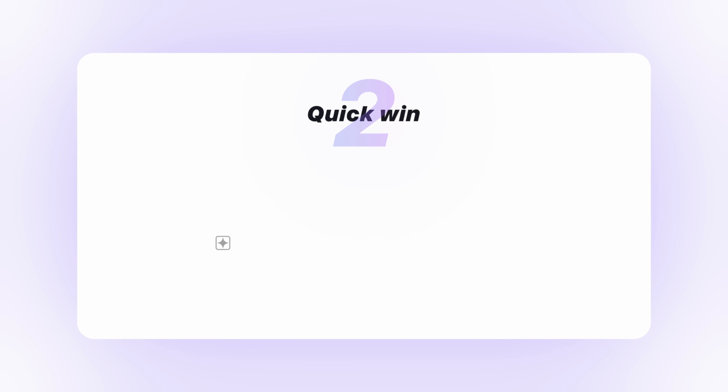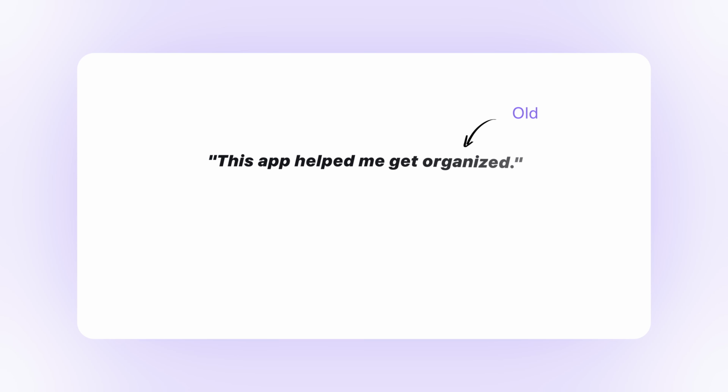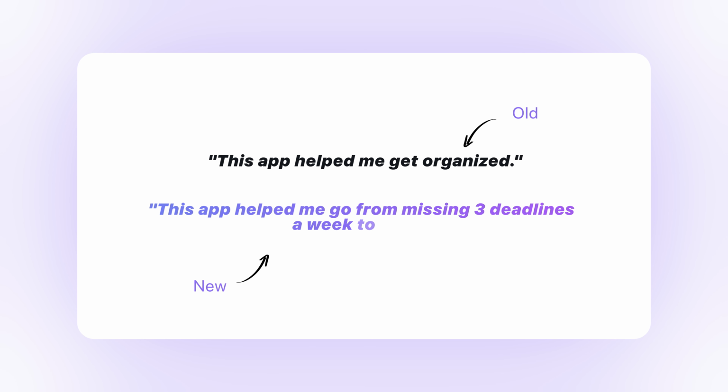Quick win 2. Add one specific detail to your main claim. Whatever your central message is, add a number, a time frame, or a specific example. 1. This app helped me get organized. 2. This app helped me go from missing 3 deadlines a week to 0. This one change increases believability significantly.